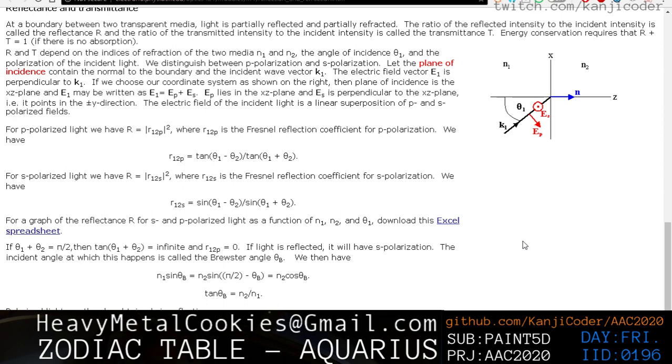We then have N1 sin θB equals N2 sin(π/2 minus θB) equals N2 cos θB. Tan θB equals N2 divided by N1. Polarized light can thus be obtained via reflection.